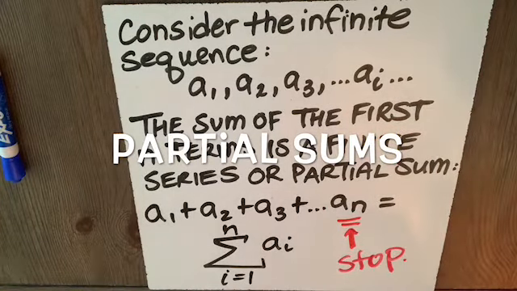Now, how could I write this using summation notation? The sum of, this is the general term, Ai, sometimes we use An, of i equals 1 to some undetermined n, and we're stopping there.